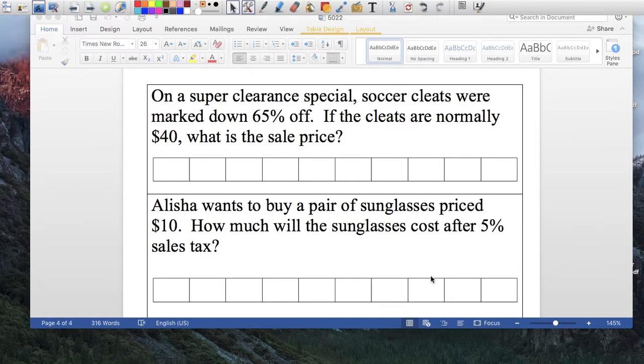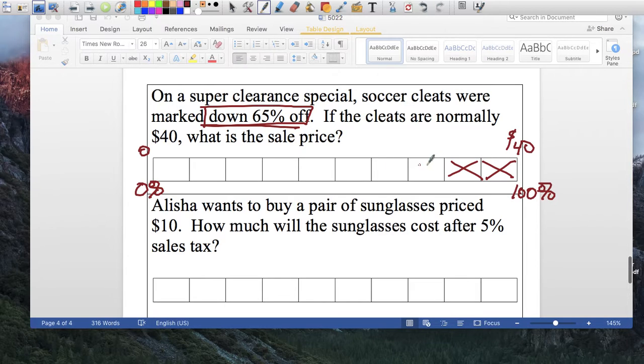On a super clearance special, soccer cleats were marked down 65%. So marked down, off, are your key words here. 0%, $0, 100%, and this is how much the shoes are? $40. So minus 10, minus 20, minus 30, minus 40, and minus 45. That's how much we're going to take off.